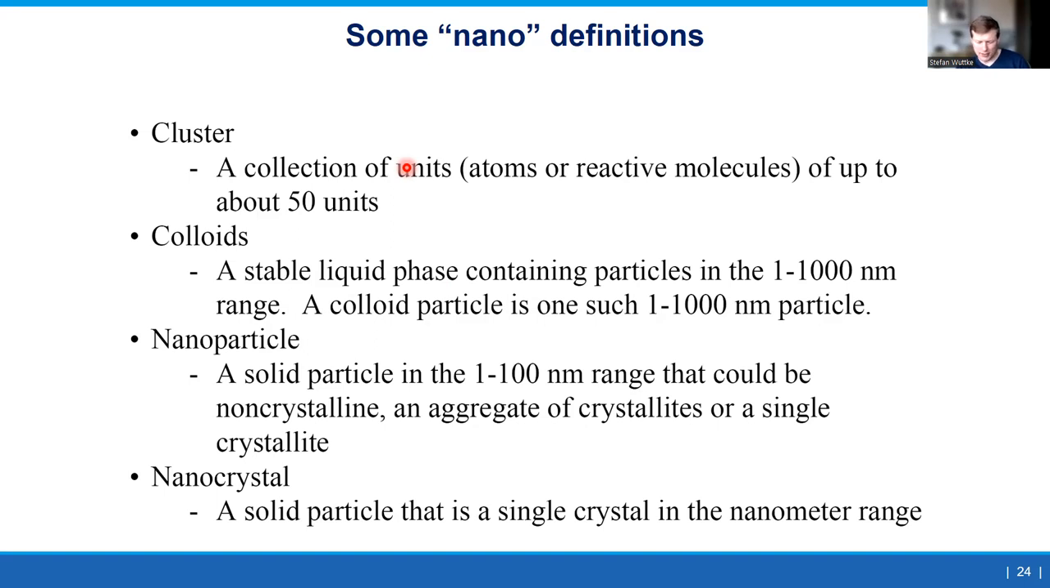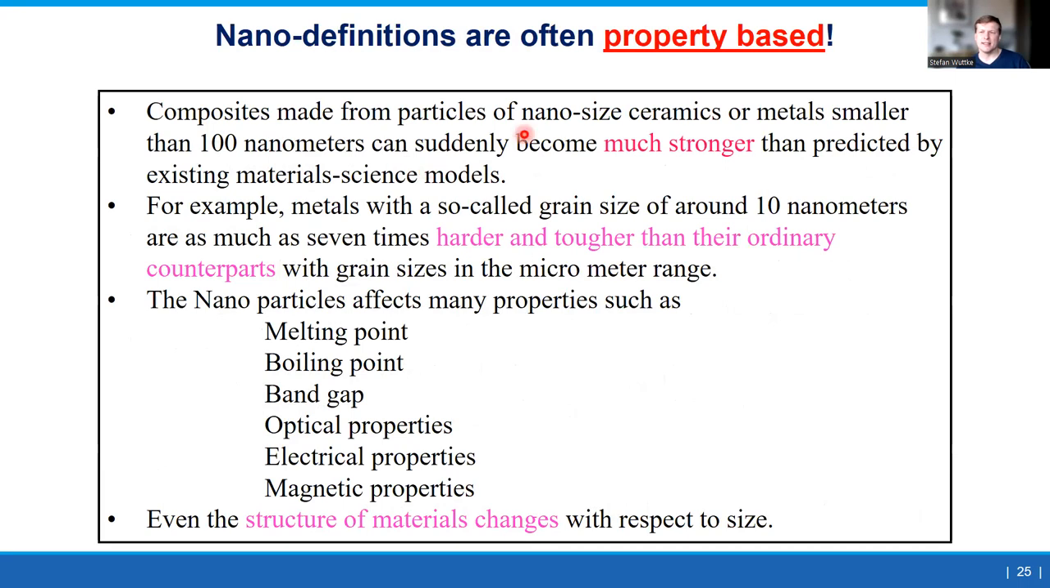But what I want to stress heavily is the nano definition. You could say a nanoparticle is a particle between 1 and 1,000 nanometers, but it's not true. It's property based. I told you that nanoparticles have special properties, and these properties appear when you go below 100 nanometers. Most of the time we say 10 to 100 nanometers, because below 10 nanometers you start to go more to the atomic level. But at the end, it's a property-based definition.